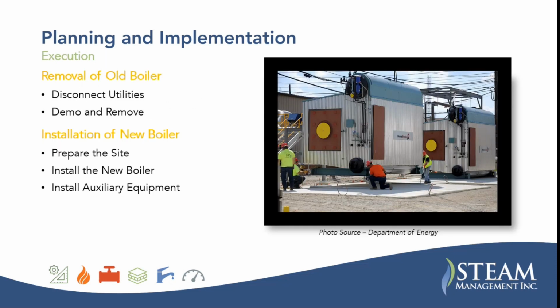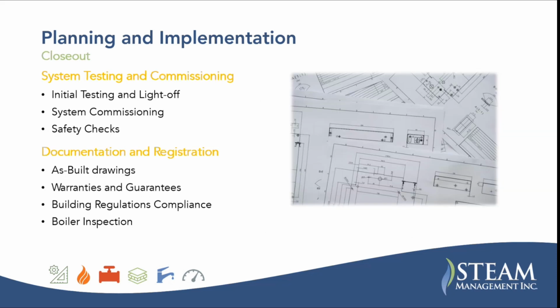Removal of the old boiler. This is kind of simplified, but you're going to disconnect the utilities, demo and remove the boiler, and then install the new boiler. You're going to prepare the site, install the new boiler, install auxiliary equipment. And then you're going to commission the boiler. Initial testing and light off, pipe flushing, all that good stuff, system commissioning, safety checks, and then documentation and registration.